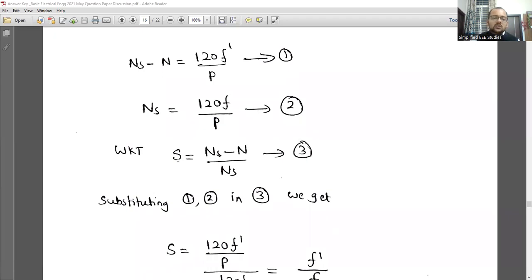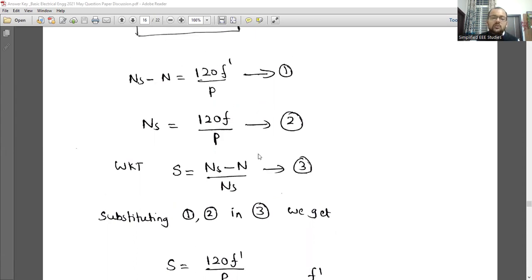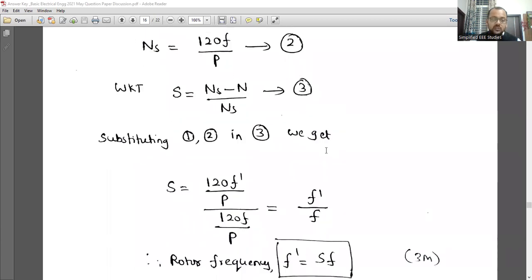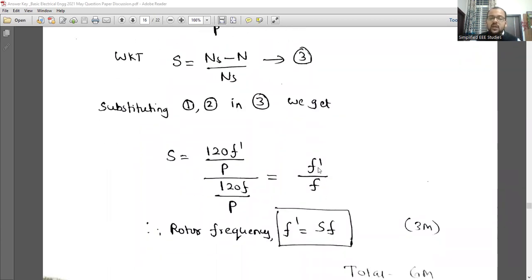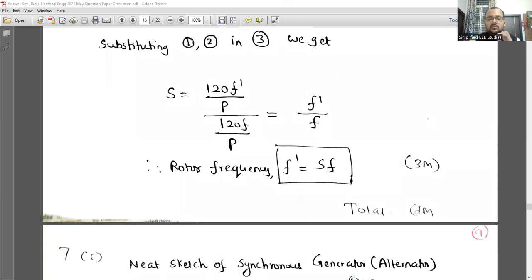Now what you can do? Write down the third equation. The general equation of slip is written as Ns minus N divided by Ns. Now what you can do is combine 1 and 2 into 3. Consider 1 and 2, and substitute them in 3. So that I am able to get s equal to f dash upon f. From this you can separate the value of rotor frequency, which can be written as s into f. If you write this expression, that is more than sufficient to get the full marks.